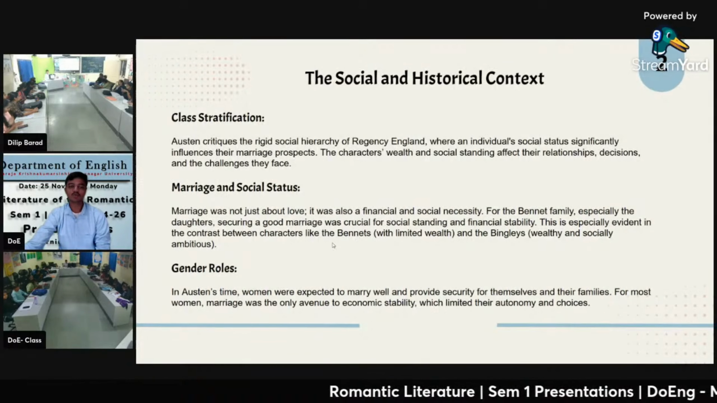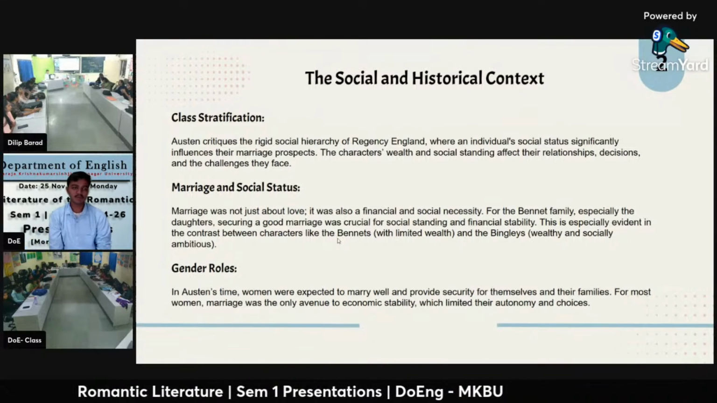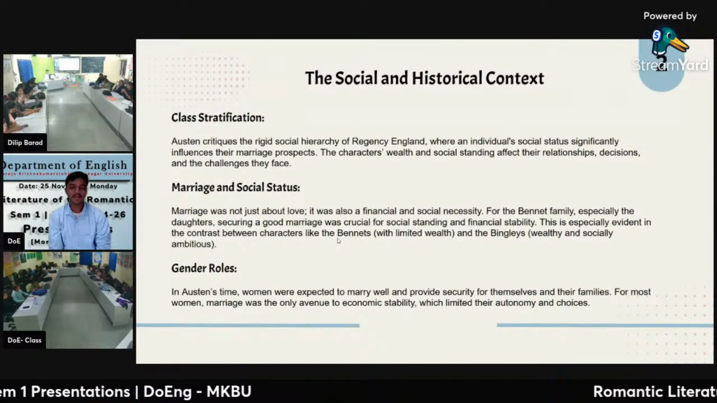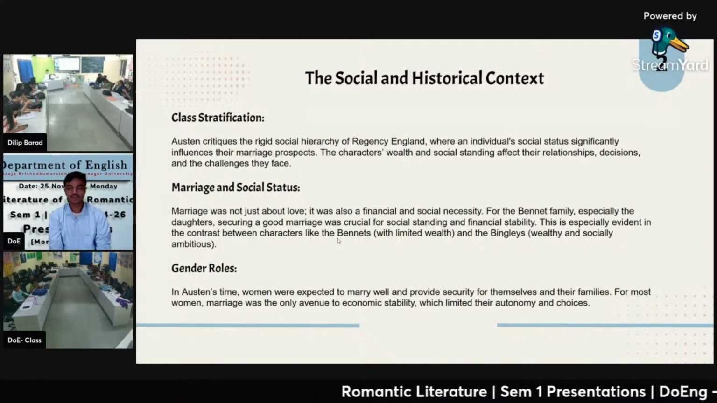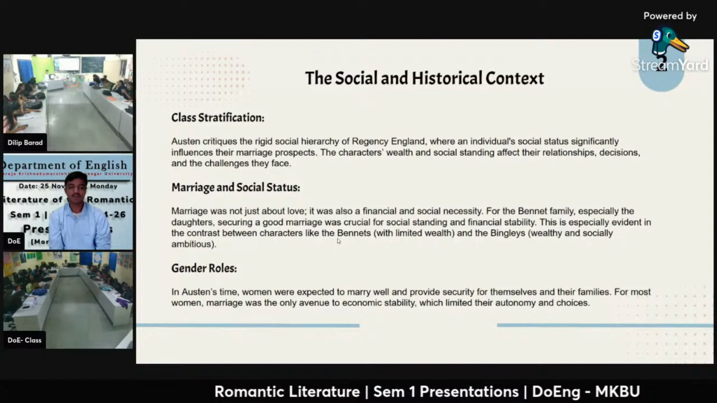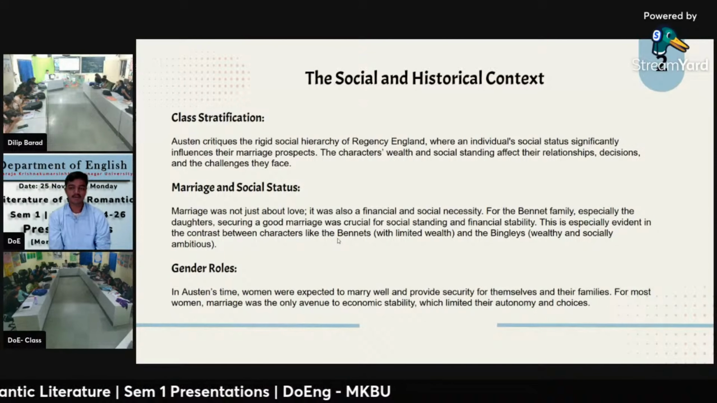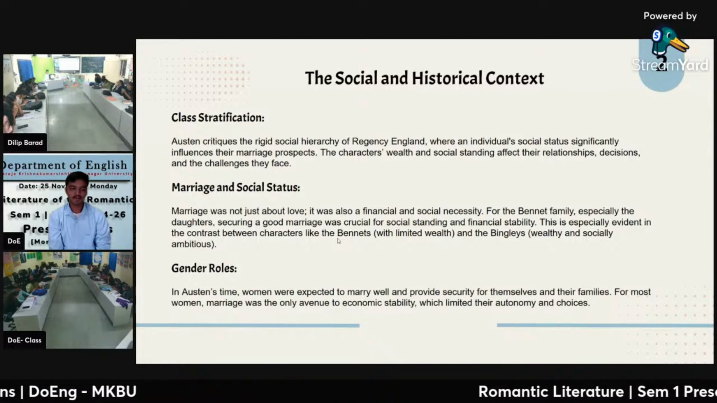The second one is the social and historical context. Firstly, we are going to discuss class stratification. Austen critiques the rigid social hierarchy of Regency England, where an individual's social status significantly influences their marriage prospects. The characters' wealth and social standing affect their relationship decisions and the challenges they face.